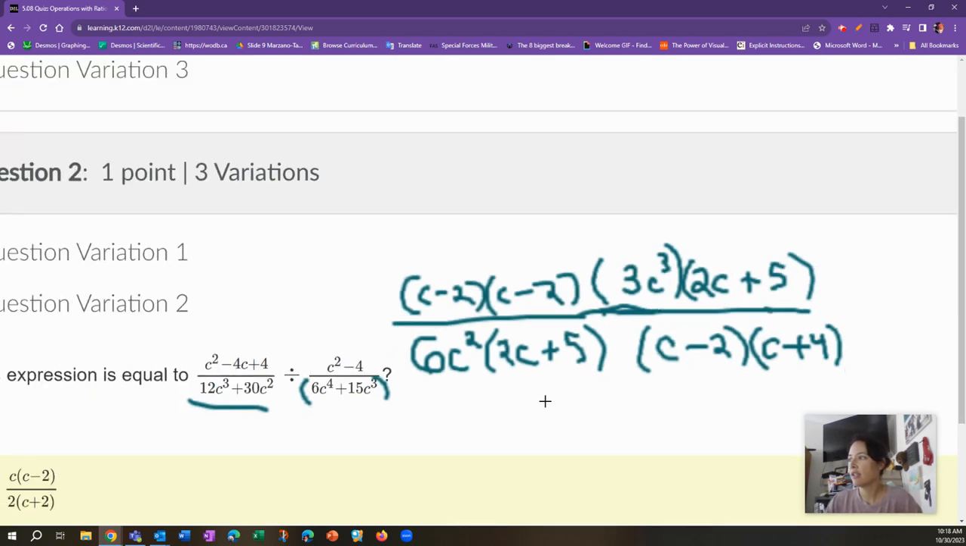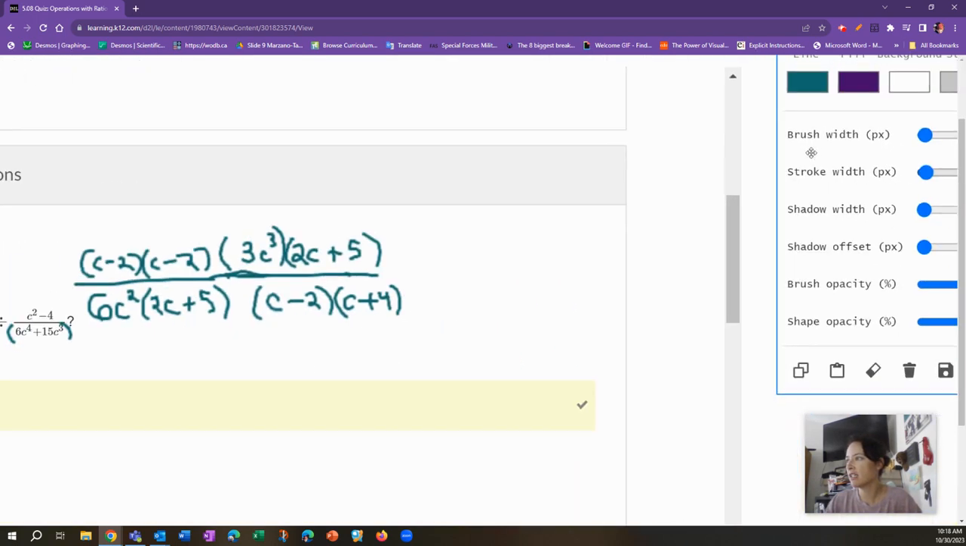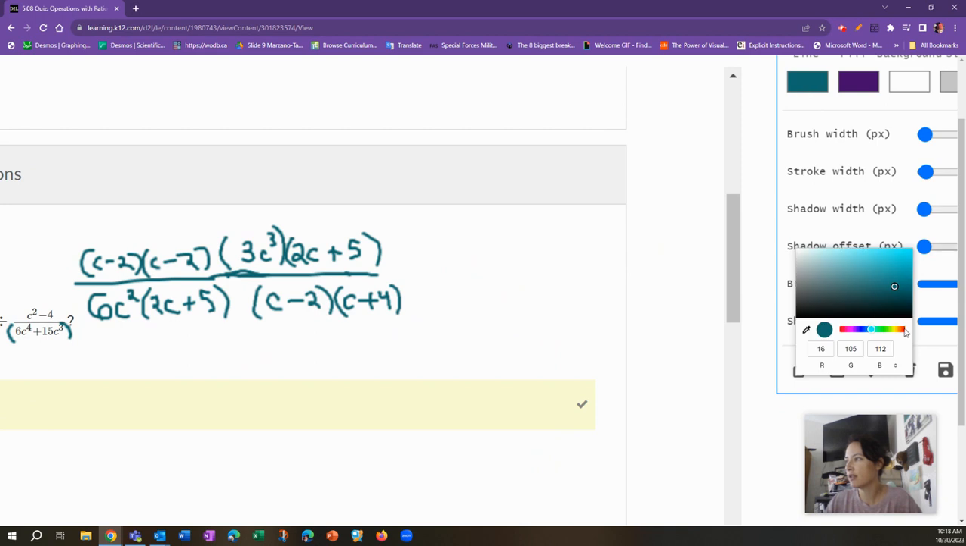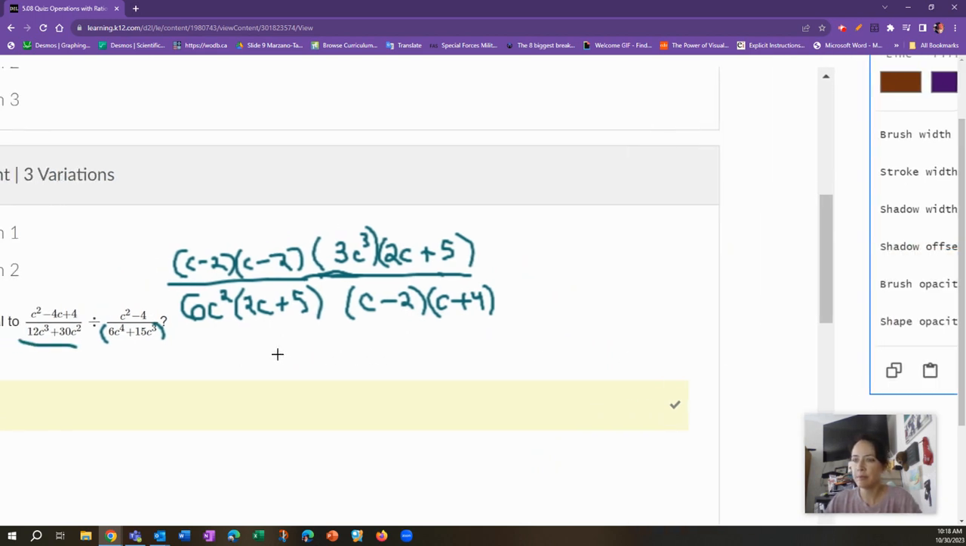So here comes the fun part of canceling. I think we did this on the whiteboard. It's good fun. Here we go. We have a c minus 2 and a c minus 2. The whole thing in parentheses, right? So we can get rid of it. That'll work. Oh, we have a 2c plus 5, a 2c plus 5. And we have a c squared, c cubed, but we're left with 1c.